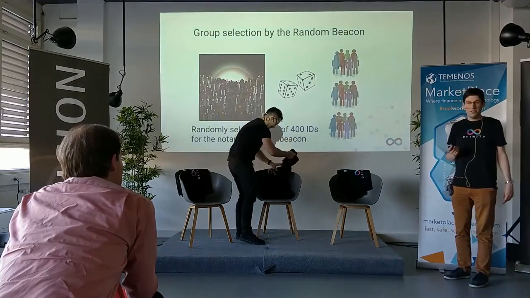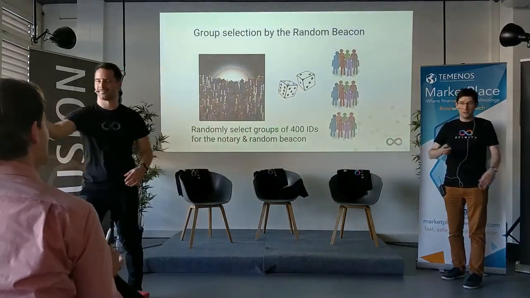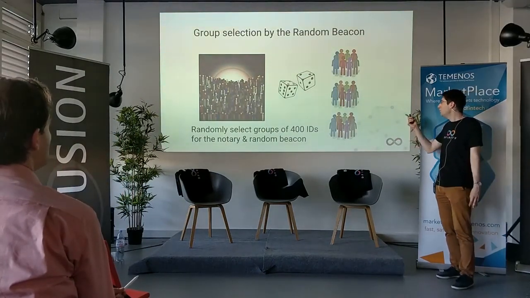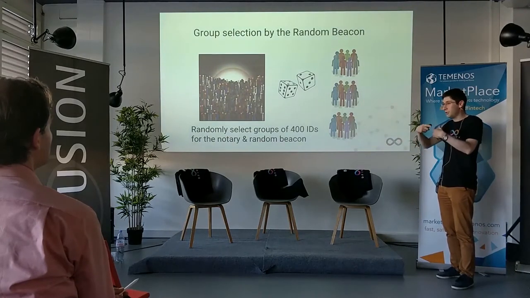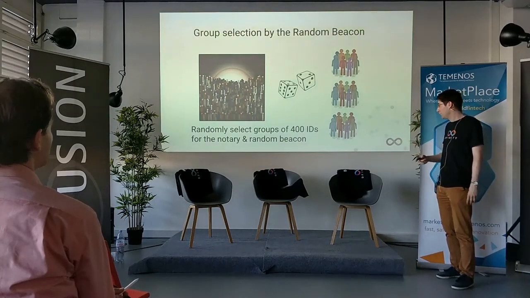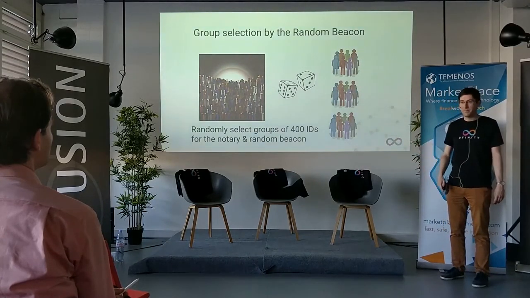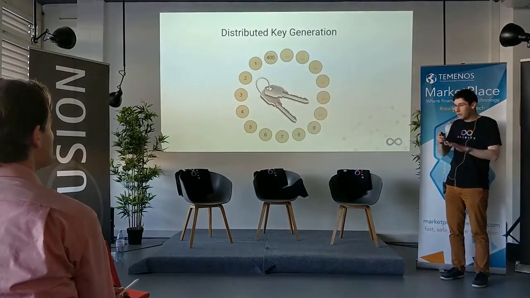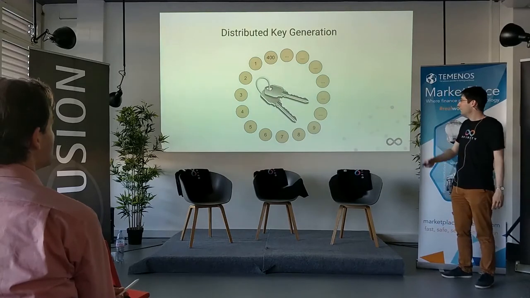So now we can have the same randomness to select groups. The randomness can be used, as we have already seen on one of the previous slides, to select the next group of 400 nodes, which will then act as the next notary and random beacon group. And with all these, oh, there's one more tool that we need, sorry, and this is the distributed key generation.